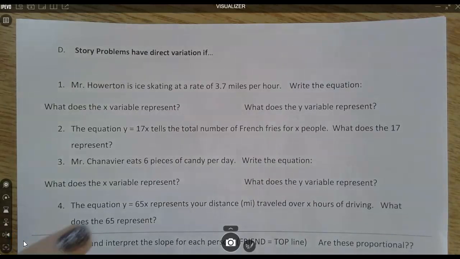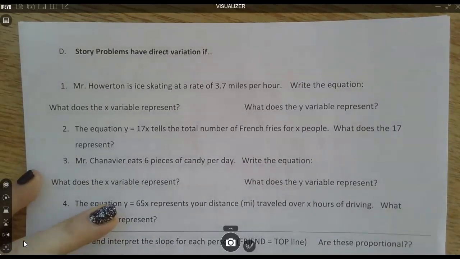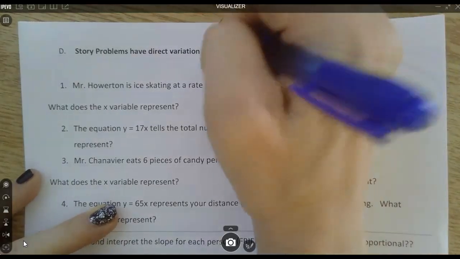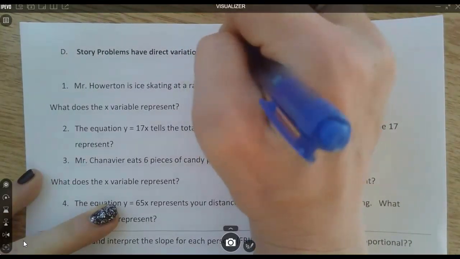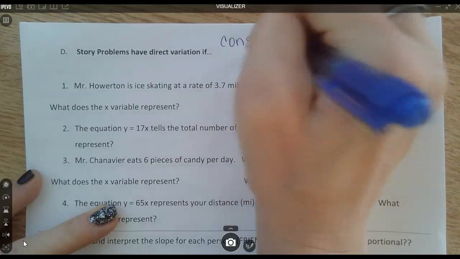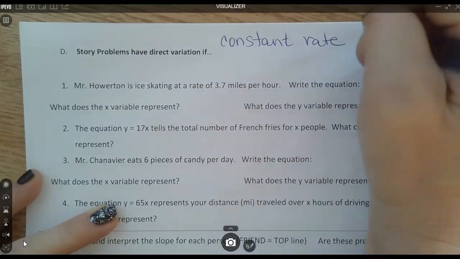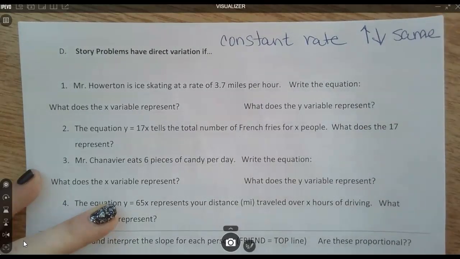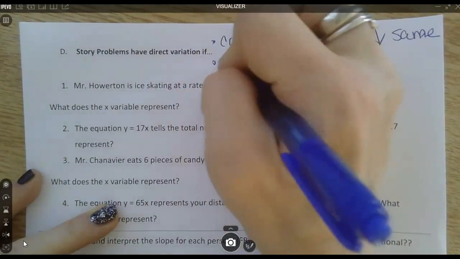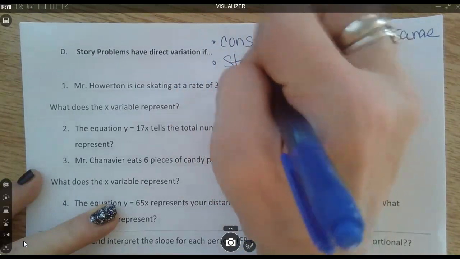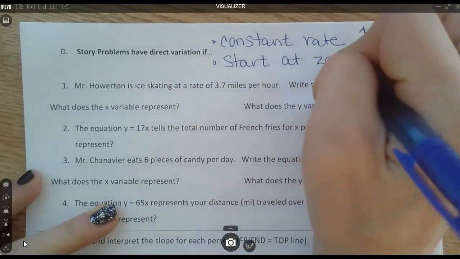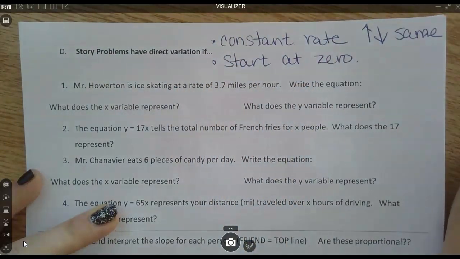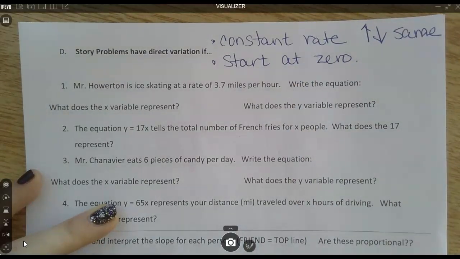How about story problems? How do I know if a story problem is going to be direct variation? Well, again, it has to have a constant rate. So that means it's going up or down the same each time. And it also has to start at 0. So it's starting value of 0. Here's a couple examples. Mr. Howerton is ice skating at a rate of 3.7 miles per hour.